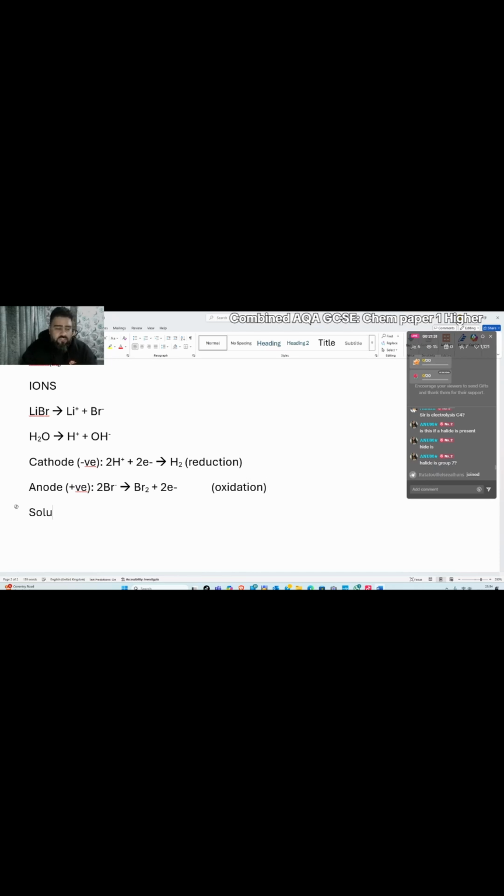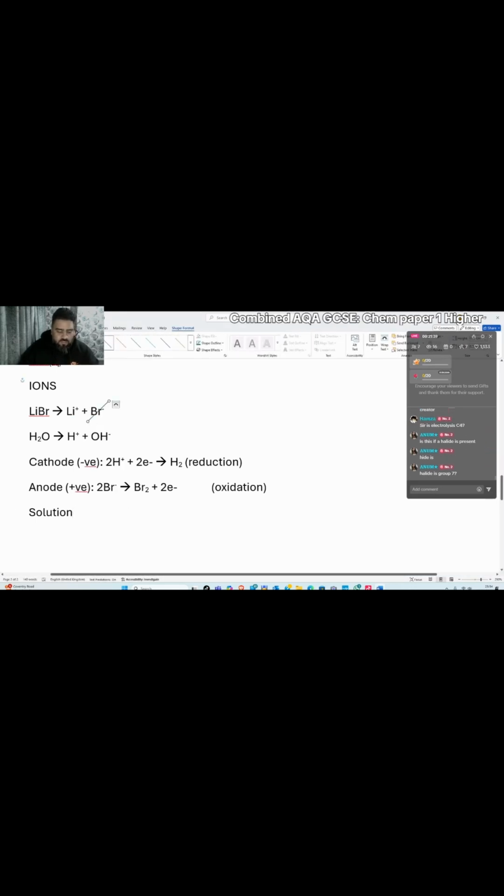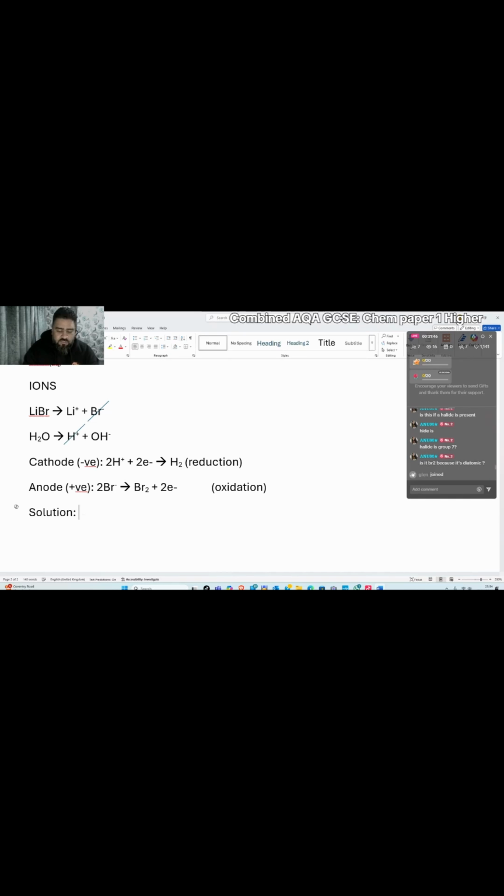And now we need to look at the solution. What is the solution? Again, all we do is we cancel out the ones that we've used, in this case, bromine and hydrogen. And then we're left with lithium and the hydroxide ion. So we're going to say lithium plus the hydroxide ions. And what does that make? It is LiOH. Good. It is LiOH.